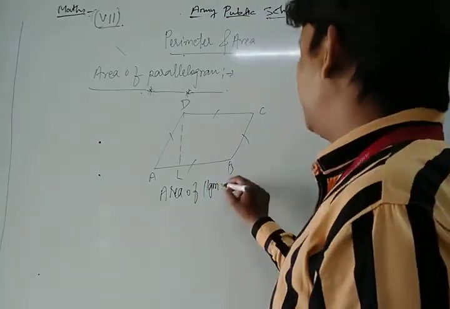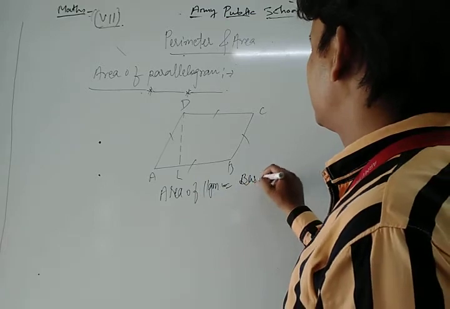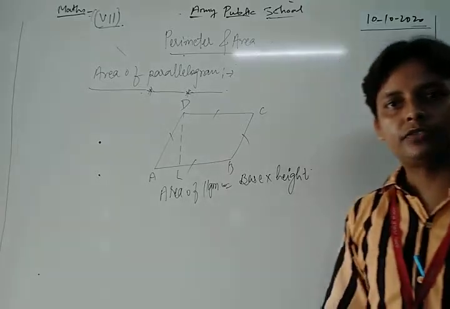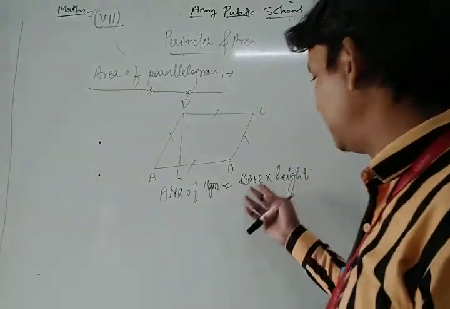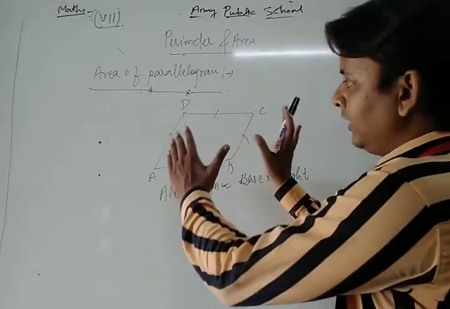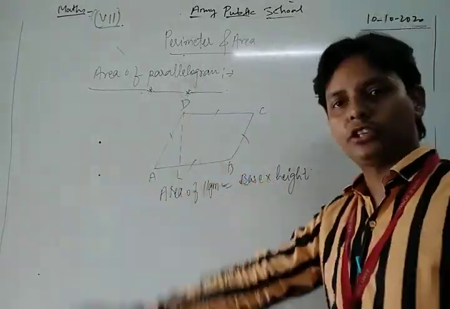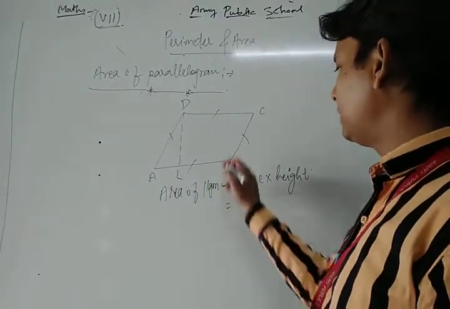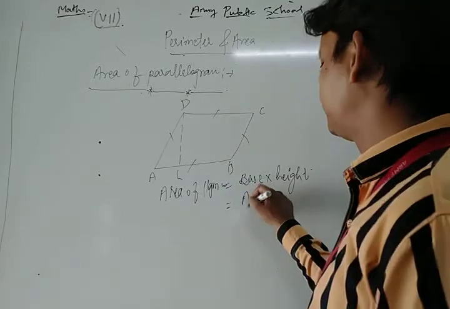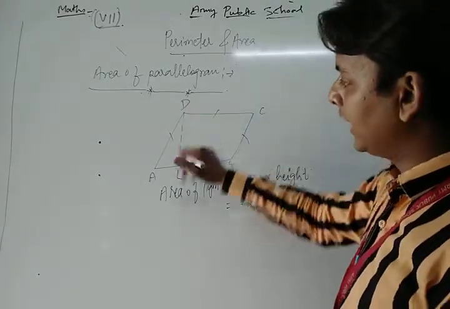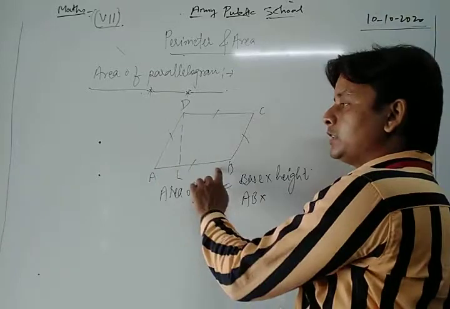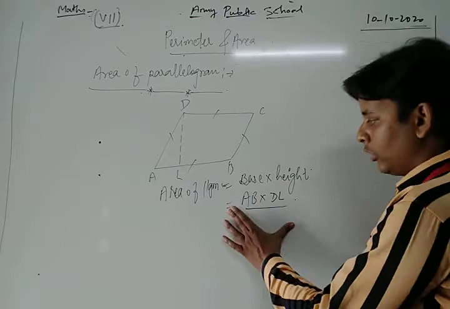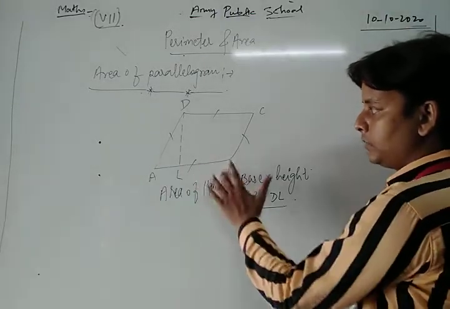The general formula for the area of a parallelogram is base into height. Now in parallelogram ABCD, what is the formula for its area? The base is AB, and we write AB into the corresponding height. The height corresponding to base AB is DL. So AB into DL is the formula for the area of parallelogram ABCD.